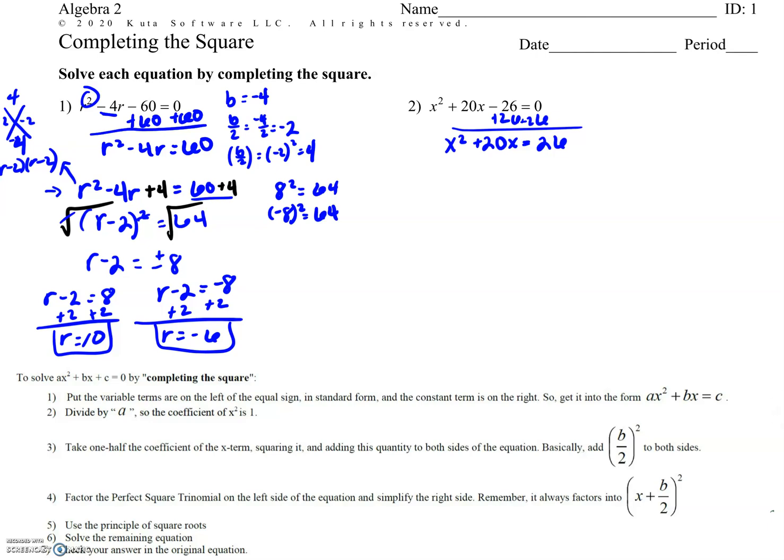Right, now I'm going to identify my b term, which is 20. I'm going to divide that in 2. And now I'm going to take that value and square it. So 10 squared would be 100. So 100 is the value that I'm going to add on both sides.